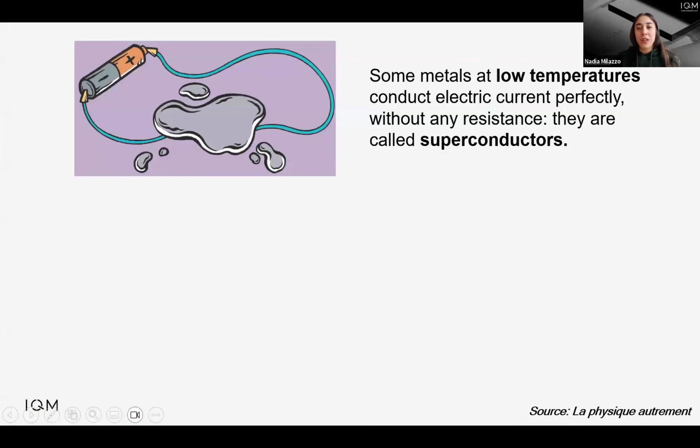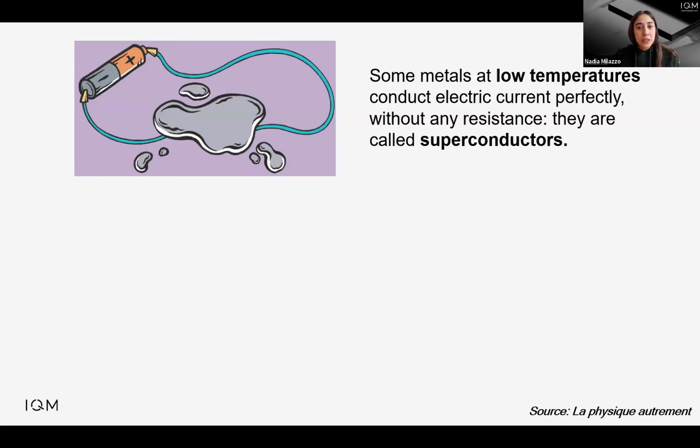And I think most of you will be familiar with what a superconductor is, but I think a reminder never hurts. So many years ago, it was discovered that some metals kept at very low temperatures could behave in an unexpected way. That is, they could conduct the electric current without any resistance. And those metals were called superconductors for this reason.